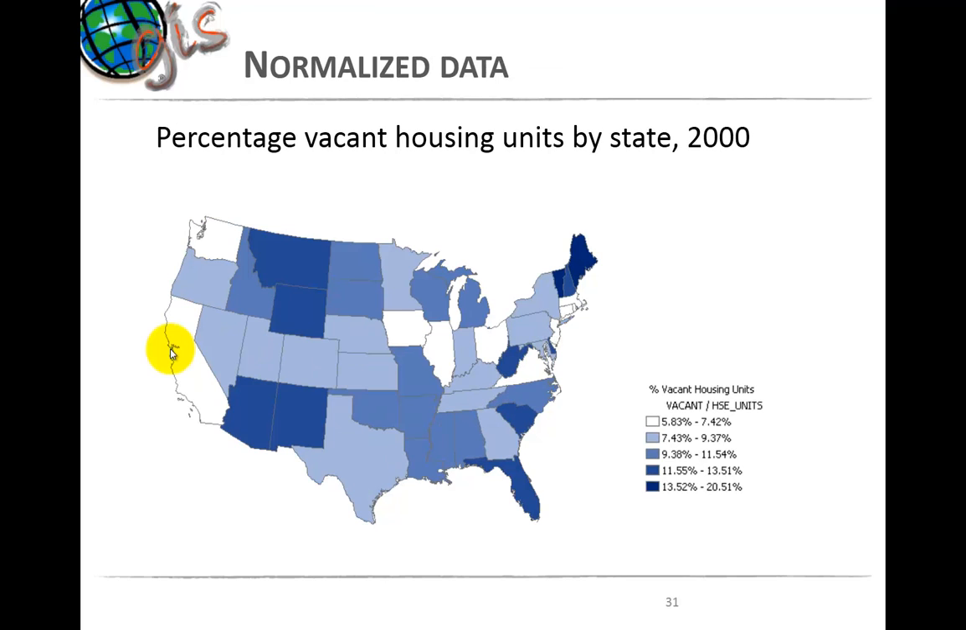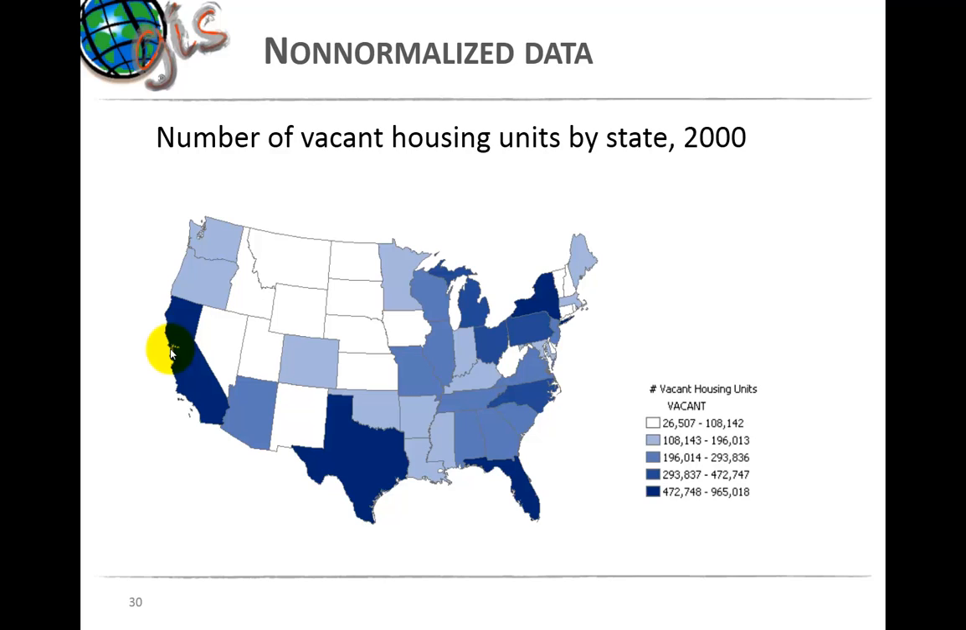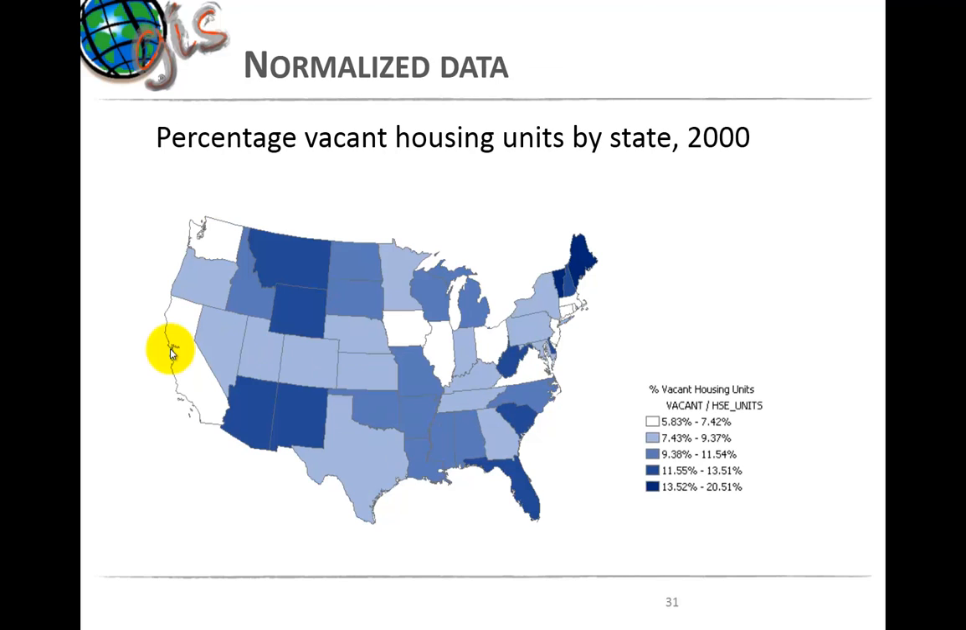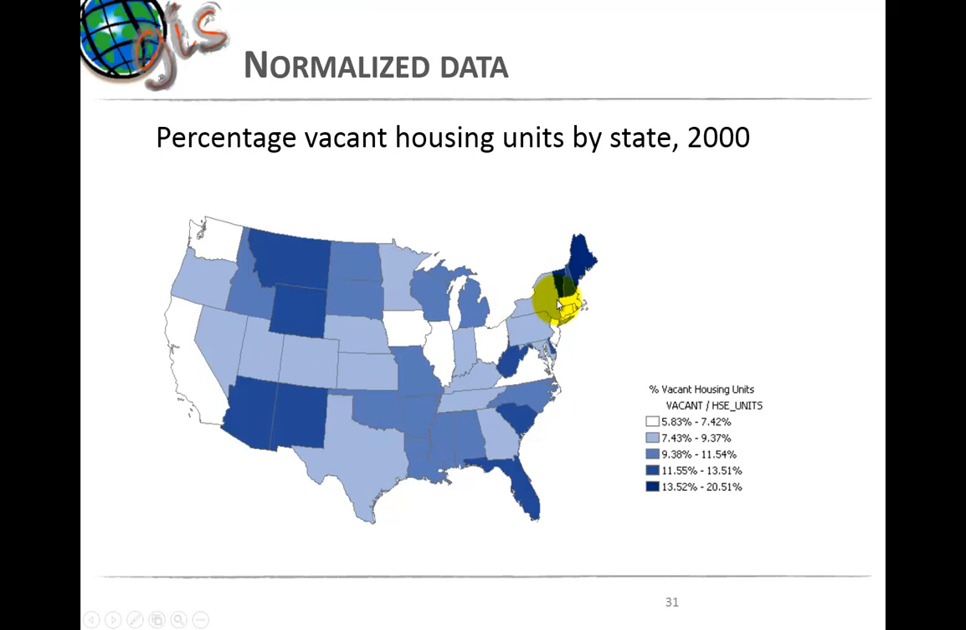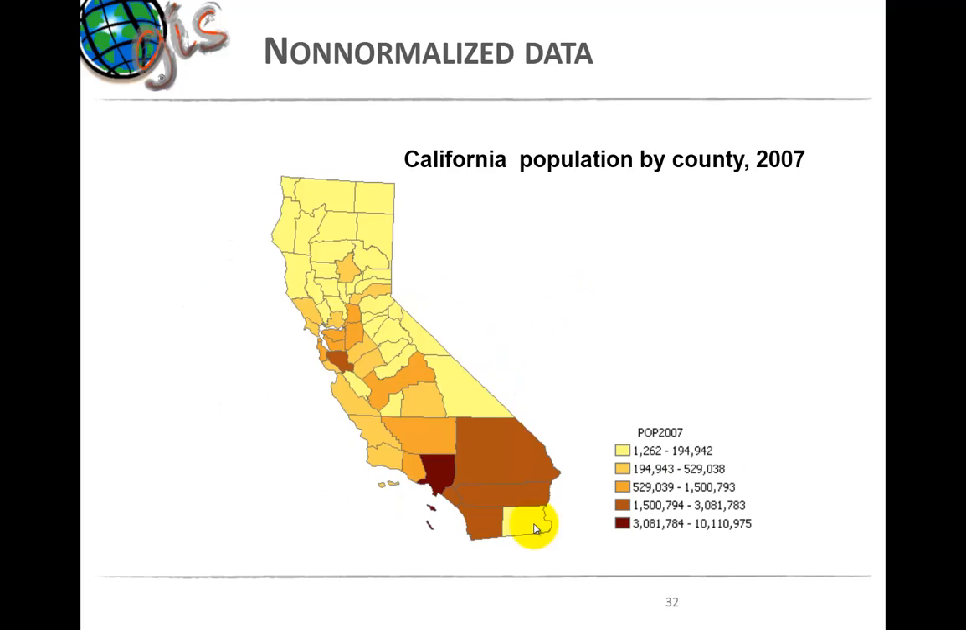So as you can see, this is the non-normalized total population, this is the total vacant housing units, and this is the percentage of vacant housing units, which tells an entirely different story. Even though there are more vacant units in California and Texas and Florida, they also have more total housing units, which means they have a lesser percentage of vacant units. So you really need to choose variables carefully. It also depends on the story you are trying to tell.